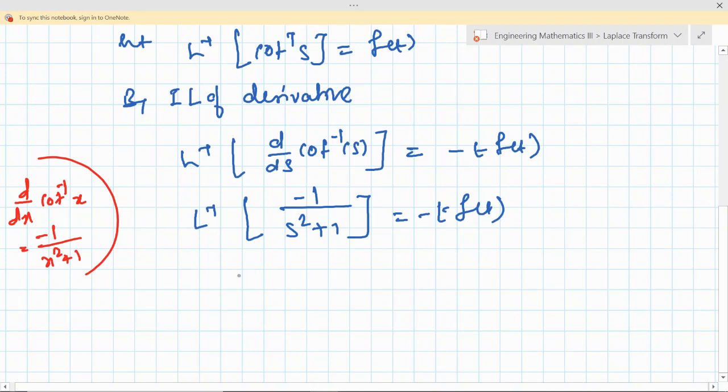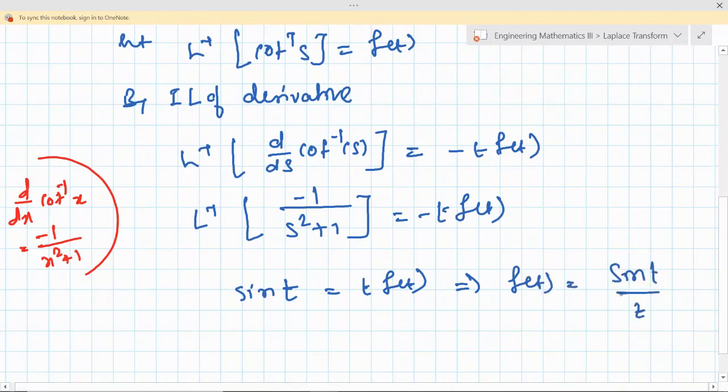And what is the inverse Laplace of 1 upon s square plus 1? It is nothing but sine of at. Here a means 1, so it is sine of t. This is equal to t into f of t. Isn't it? And what is my answer? The answer is simply we want f of t. So what is f of t? f of t is sine of t divided by t. That's it.